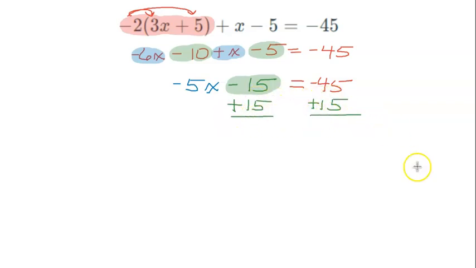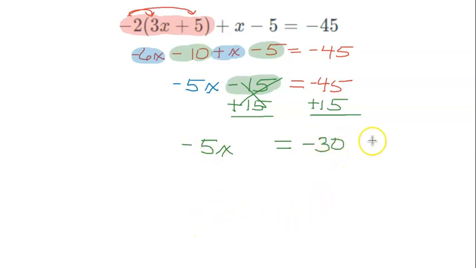If you remember your balance scales, we have to do the same thing on both sides to keep it balanced, to keep it equal. Bring down the -5x. Add together the -15 and the +15. They cancel out. Combine the -45 and the +15, and that's going to be -30.